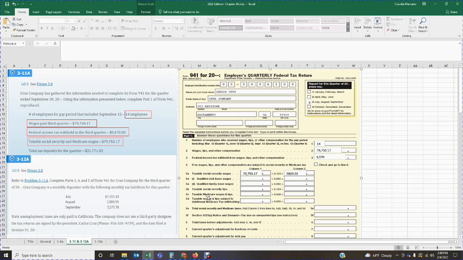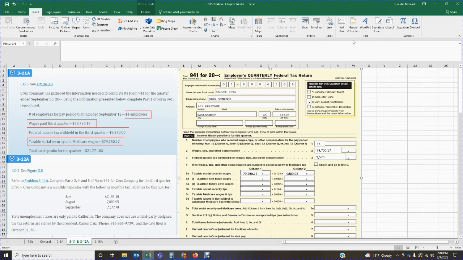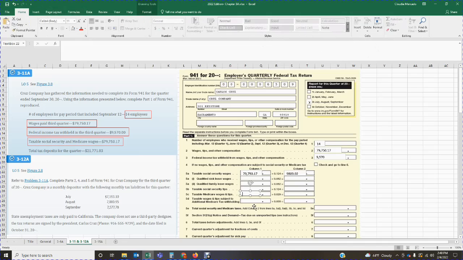5C. Taxable Medicare wages. Yes, we have Medicare wages. Right there it says taxable Social Security and Medicare wages. So we do have Medicare wages. So for Medicare wages, we're going to insert a box. And my Medicare wages are 79,750.17. Okay. We're going to get that dollar amount and we're going to multiply it by the rate provided in that form, which is 0.029.